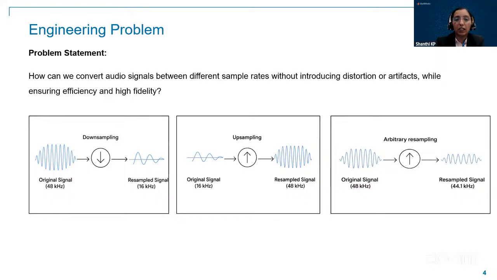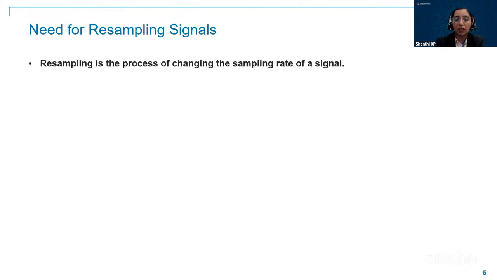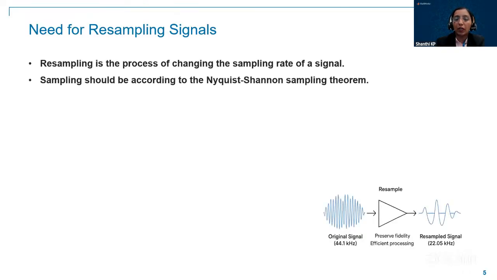Before solving this problem, it is important to understand what resampling is and why we need to resample signals. Resampling is the process of changing the sampling rate of a signal. The number of samples taken per second is called the sampling rate, and this directly determines how much frequency information can be captured. According to the Nyquist-Shannon sampling theorem, the sampling rate must be at least twice the highest frequency present in the signal to avoid aliasing.